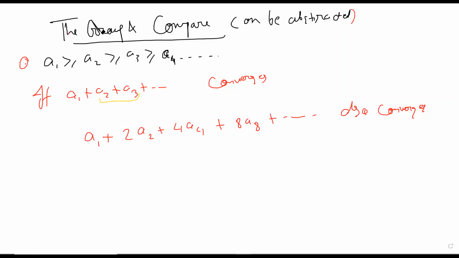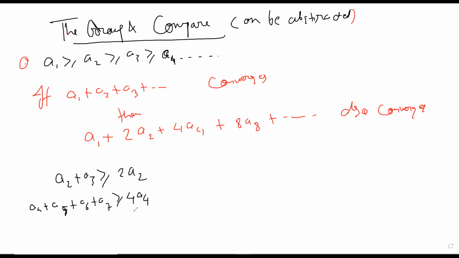Let me write it in a separate place. So A2 plus A3, very good. So this is bigger than or equal to 2A2. Then A4, A5, A6, A7 is always greater than or equal to 4 times A4. And the next will be 8 times A8 and so on.